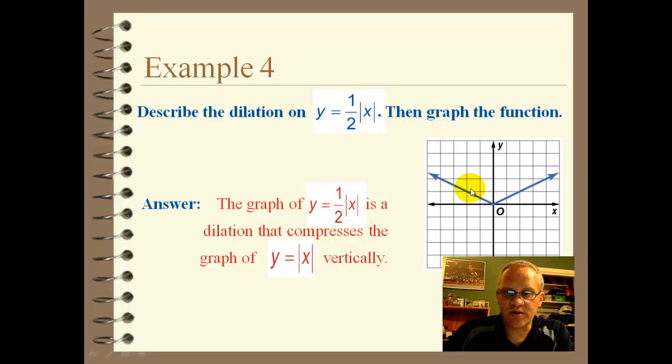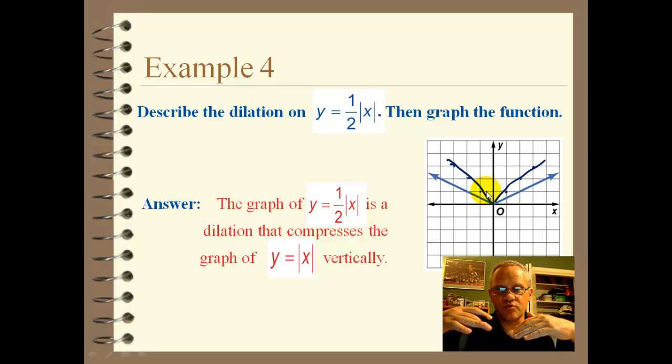Notice the original parent graph here starts at 0, 0, and it goes 1, 1, 2, 2, 3, 3. This is the original parent graph here. Something like that. If I can draw that straight. You get the idea. So anyway, it compressed it vertically. It made it flatter.